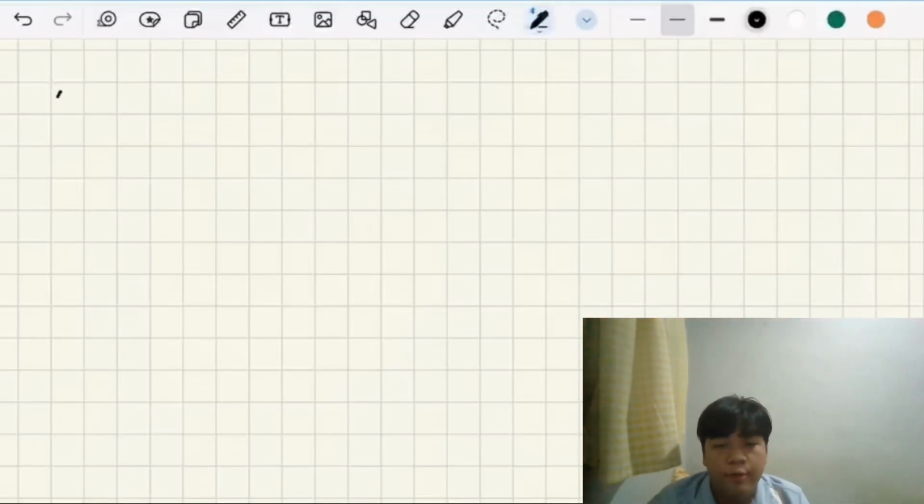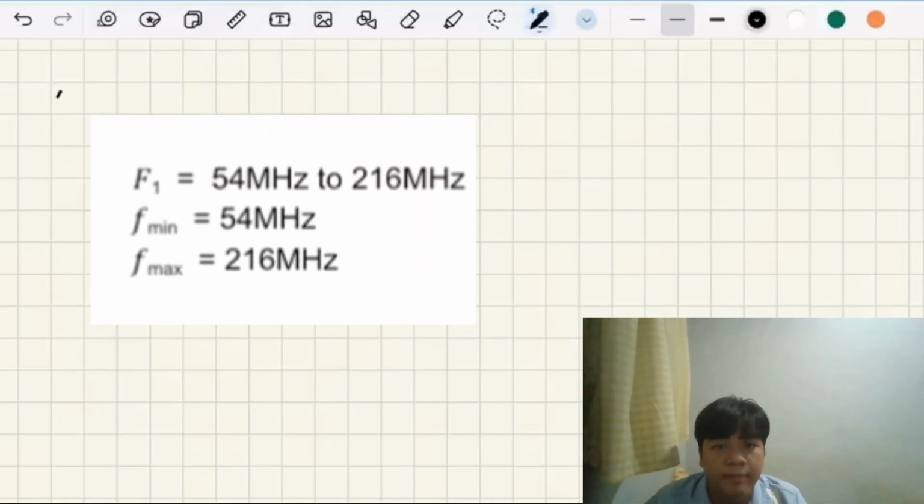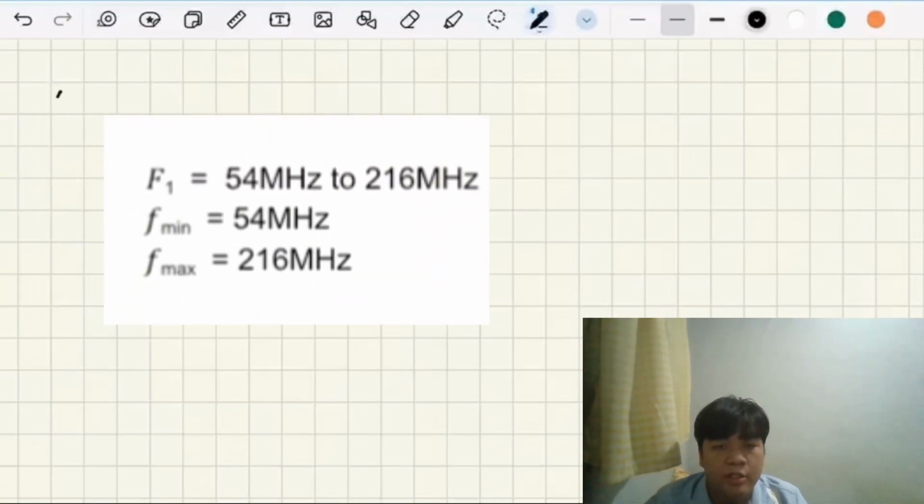Good day everyone, we are Group 6, Bonifacio, Bunyo, De La Rosa, and Naraha, and today we will present the design of a dipole antenna with one reflector and one director. The antenna operates at a frequency range of 54 MHz to 216 MHz, 54 MHz being the minimum frequency and 216 MHz being the maximum frequency.